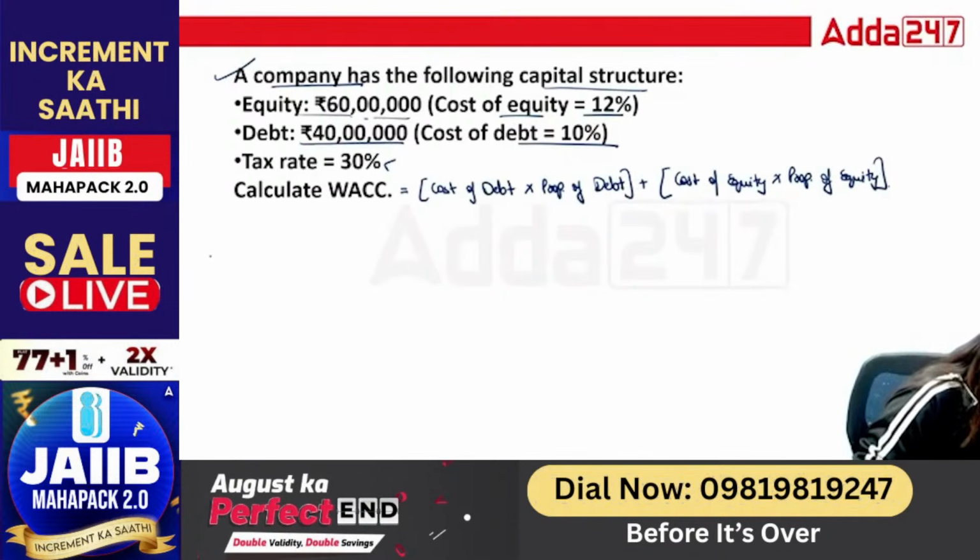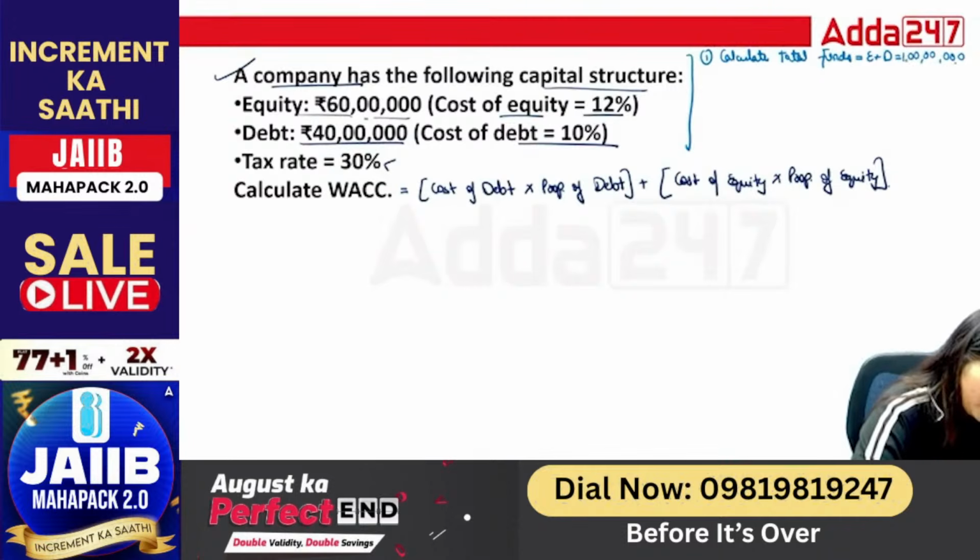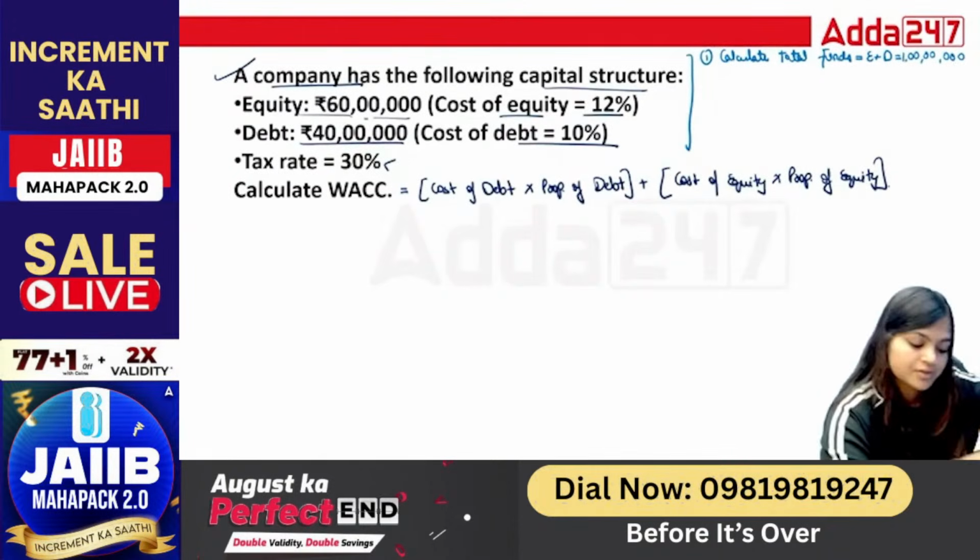So let's calculate first the proportion. How to calculate proportion? First step is to calculate total funds. What is your total fund? Add your equity plus debt amount. So 60 plus 40, this is going to be 1,00,000... yes, this is your total. 1 crore is your total funds.